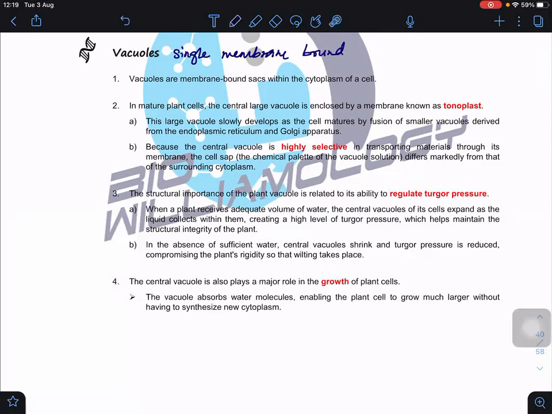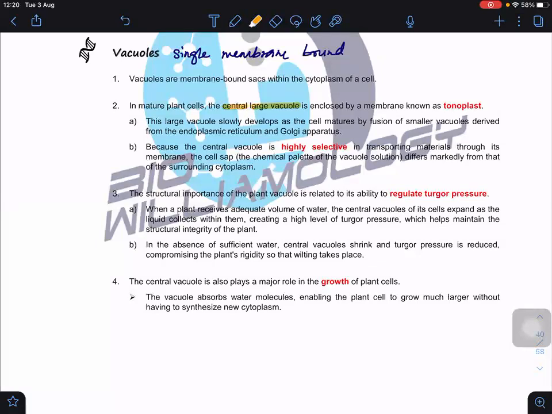Generally, when we talk about vacuoles, we talk about plants. But do remember that both plant and animal cells have vacuoles. For plant cells, we focus more because they have the centrally located large vacuole, and it's a permanent one. Animal cells don't have a centrally located large permanent vacuole. The vacuoles in animal cells are very small, not centrally located throughout the cells, and they are temporary.